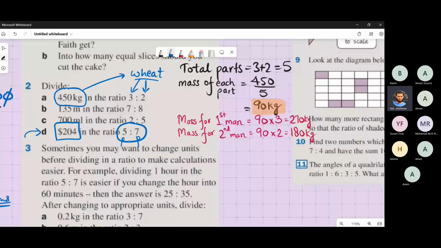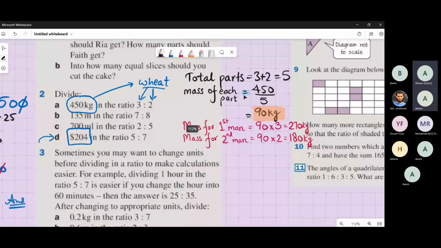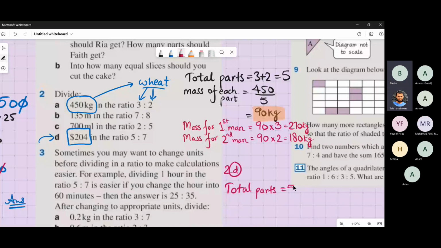Okay, very good. $204 over 12. So what will we do? This is question number 2D. We are going to write total parts equal 5 plus 7, which is 12.